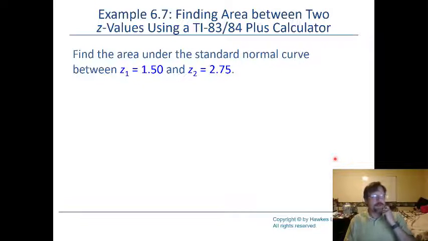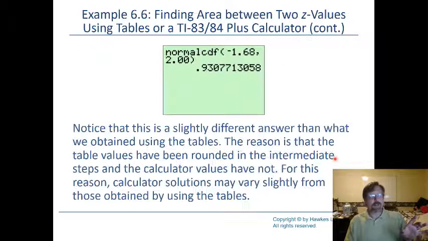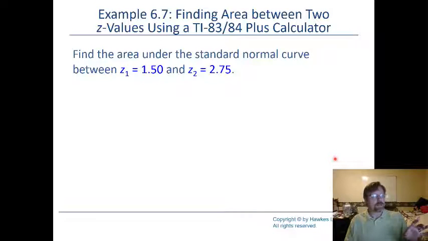You can find the area between two z values. There's a way to do that directly with TI. What you would do is find the area to the right of one value and the area to the left of the other value. Actually, you'd want to find the area to the left of both values. That's the easiest, and subtract off the smaller of those, and that's going to be the area in between.